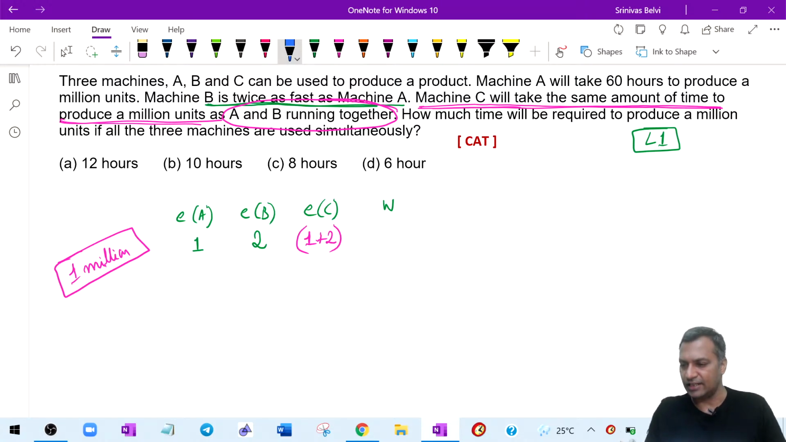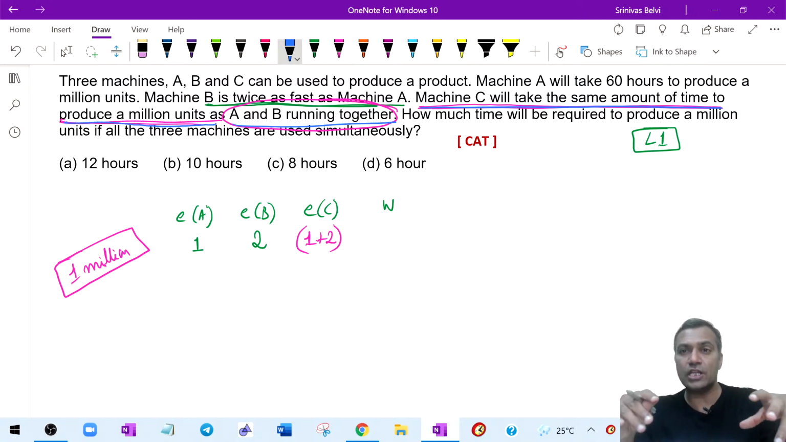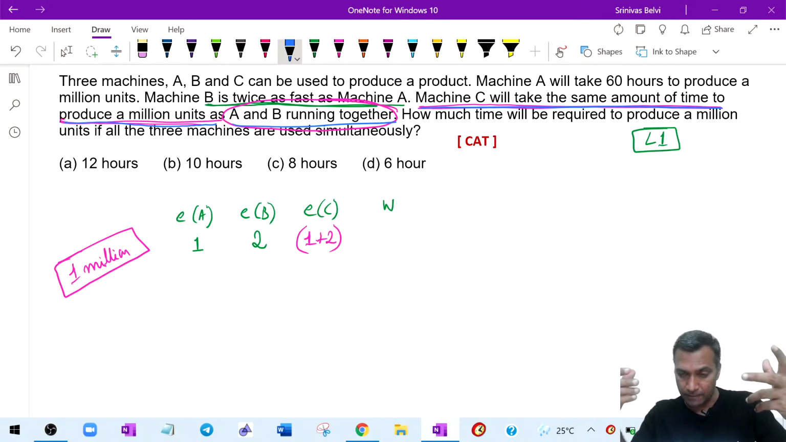After reading this, that is what you understand. Machine C will take the same amount of time to produce a million units as A and B put together. Put together means you make A and B work. How much they produce in 1 hour, C will produce all of that in a single hour. This is the efficiency of A, B, and C.